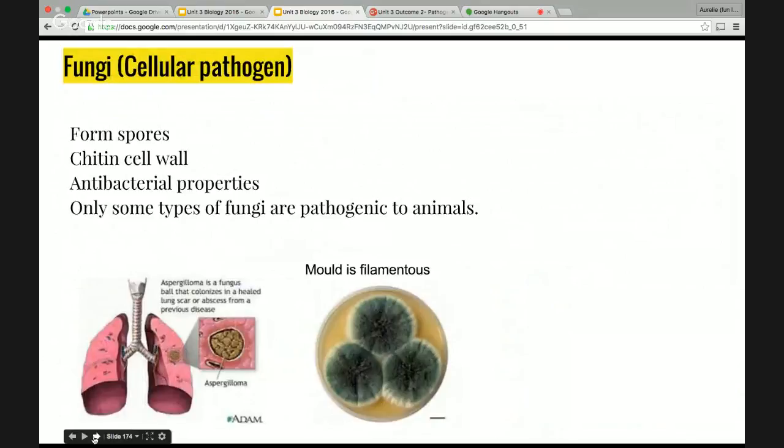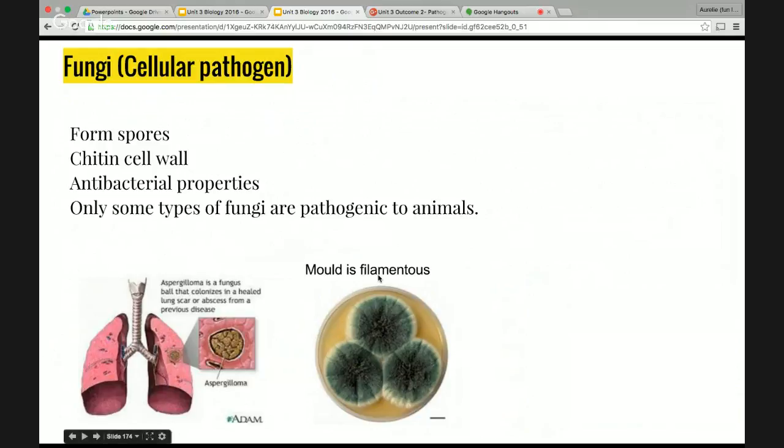Then we have our fungi, which are also cellular pathogens. Fungi form spores. They have a chitin cell wall. They have antibacterial properties, which means that sometimes where fungi grow, you won't get any bacterial growth there. In fact, antibiotics are derived from fungi. Only some types of fungi are pathogenic to animals.